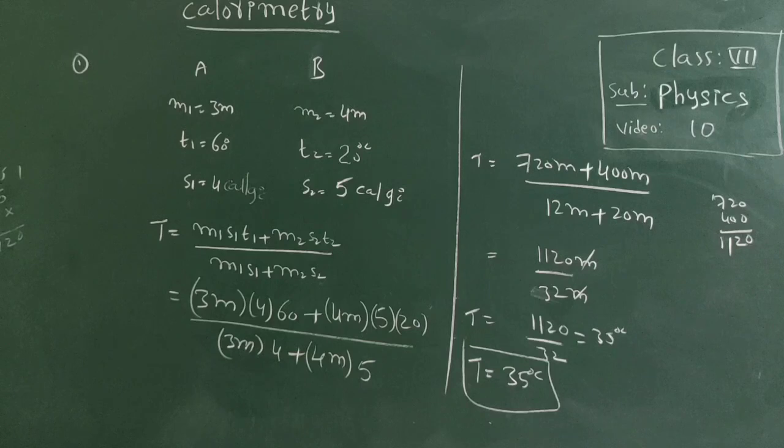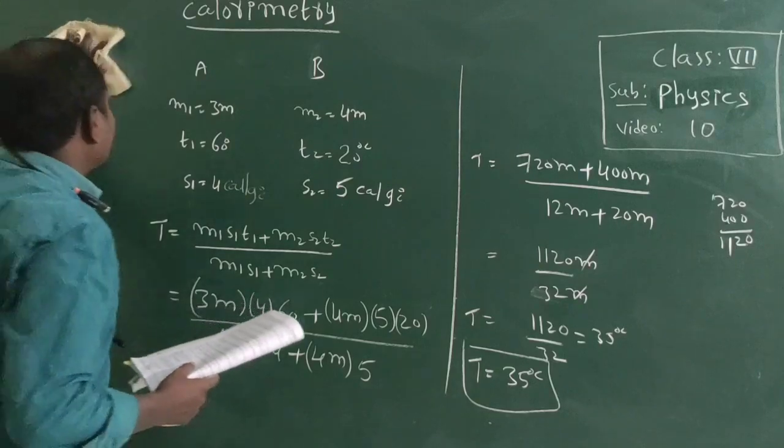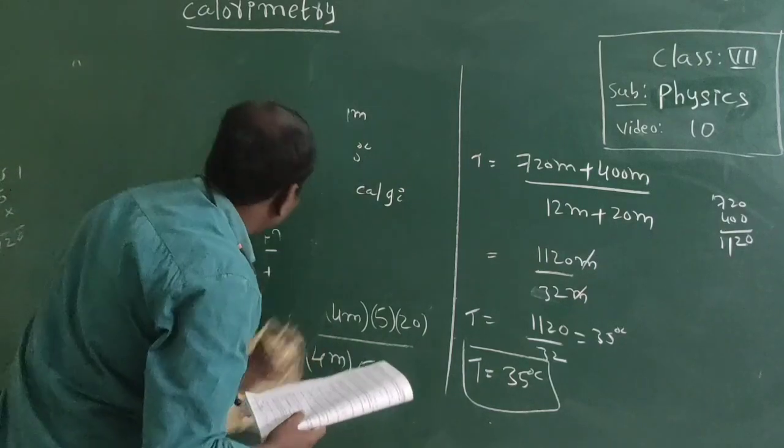Okay. Next, question number 2. Two liquids are at 40 degrees Celsius and 30 degrees Celsius. They are mixed in equal masses. The resultant temperature of the mixture is 30 degrees Celsius. Then find the ratio of the specific heat capacity of liquid 1 and liquid 2.